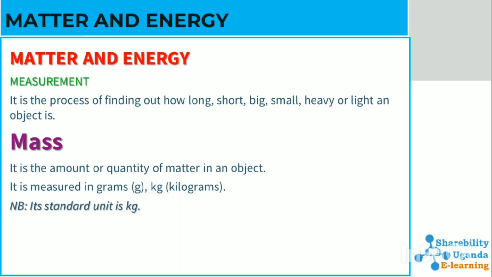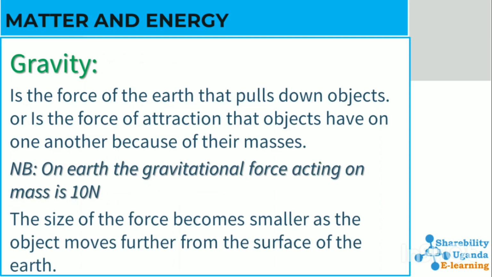Mass is the quantity or amount of matter in an object. It is measured in grams, kilograms and other units. And then we also have gravity. These are all quantities of matter and energy.